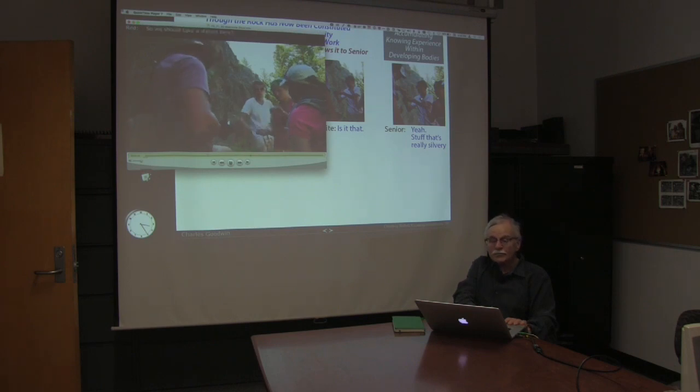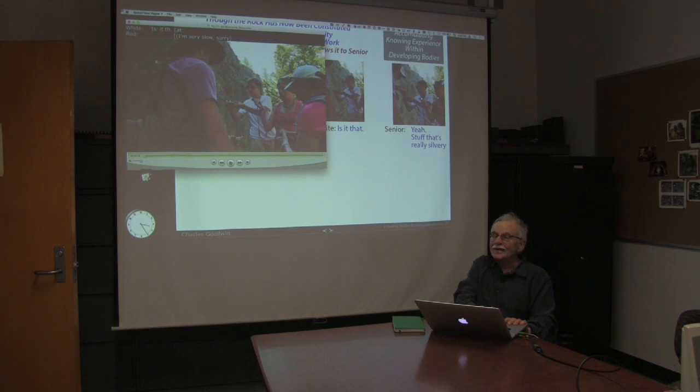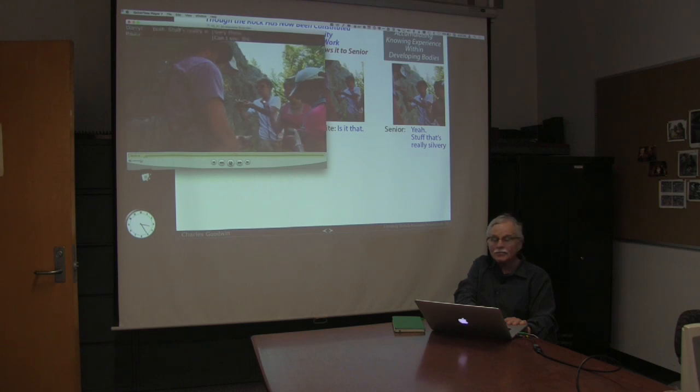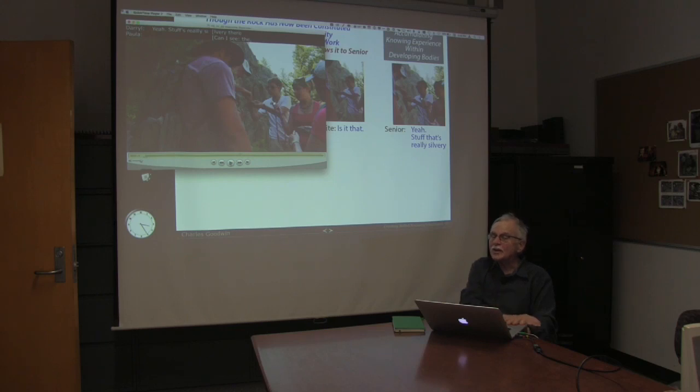So we should take a station here. So she grabs the rock, White does, looks at it intensely. Is it that? Then asks again, is it that? She's no longer asking, is it muscovite, but she's asking what in the rock is actually the instance of muscovite. Yeah, stuff's really silver. And he says, yeah. The senior points it out. Yes, yeah, stuff that's really silvery there.